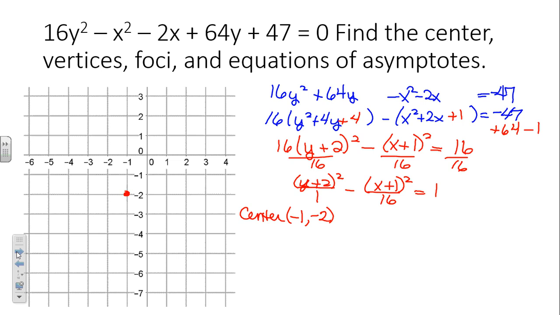So we'll start out at -1, -2. Horizontal or vertical? Vertical. The y is the positive. So we're moving up 1 and down 1 for our two vertices. So -1, 1 and -1, -3.